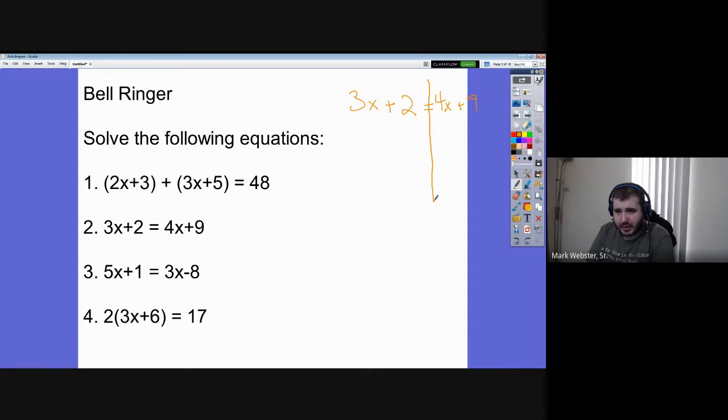I always like to put a line down the page so I know what's going on. And it's like, okay, well, I've got an x on both sides. I've got a number on both sides. Let's pick a side for the number to go on, or for the variable to go on. Do I want x on the left, or do I want x on the right?